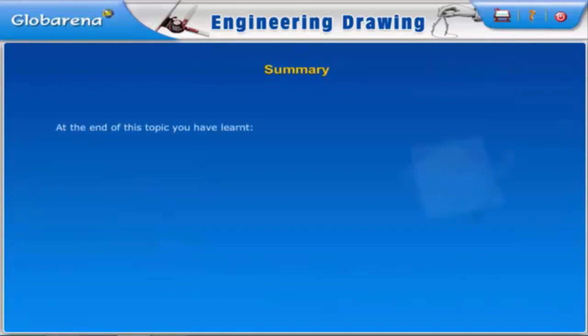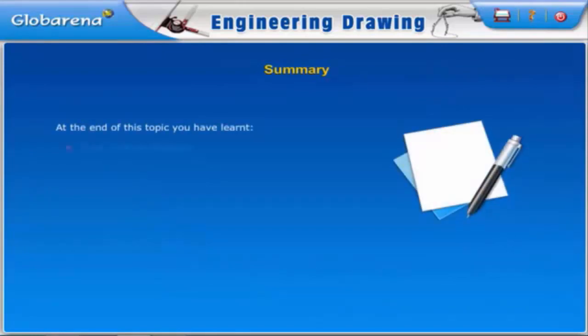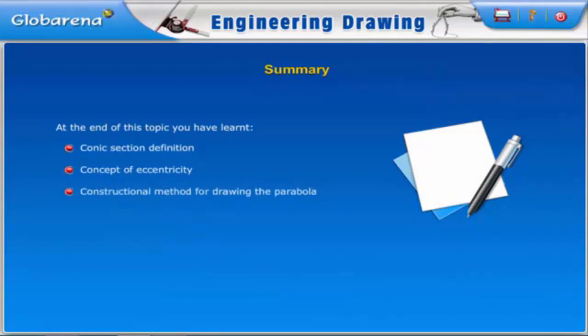Summary. At the end of this topic, you have learned the conic section definition, the concept of eccentricity, the constructional method for drawing the parabola, and drawing the tangent and normal to the parabola.